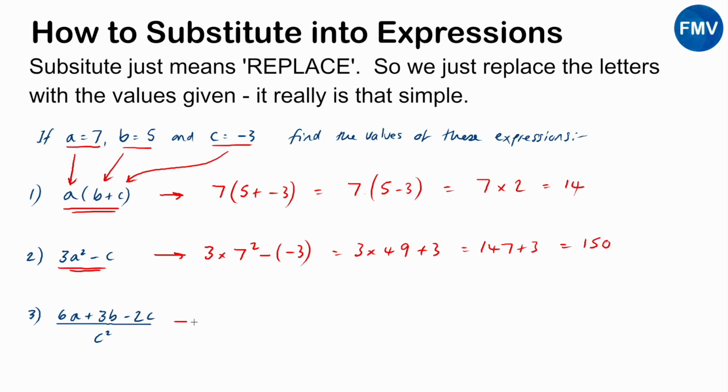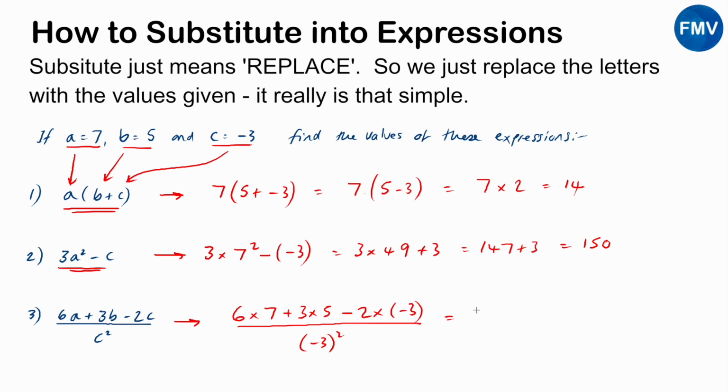Let's look at the third one here. Looks complicated, but it's exactly the same. Just keep replacing the letters with their given values. So we have got 6 multiplied by A, which is 7, plus 3 multiplied by B, which is 5, minus 2 multiplied by C, and C is minus 3, all divided by C squared, that is minus 3 squared.